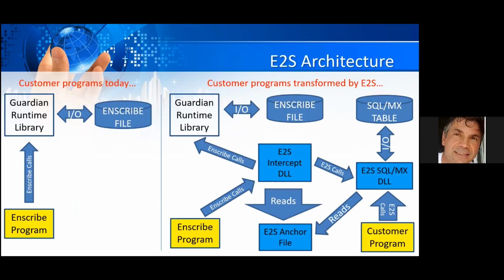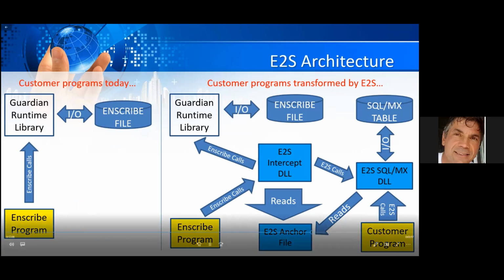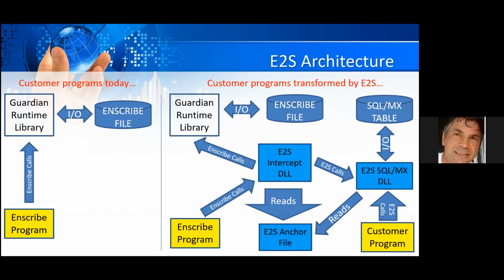The E2S architecture shows that incremental Enscribe to SQL migration is supported. Convert one program and one Enscribe file at a time. It also shows that E2S uses a native DLL for seamless interception and static compiled SQLMX DLLs for table access. Customer programs can also call the E2S APIs directly to access the SQLMX table, bypassing the E2S Seamless Intercept library.